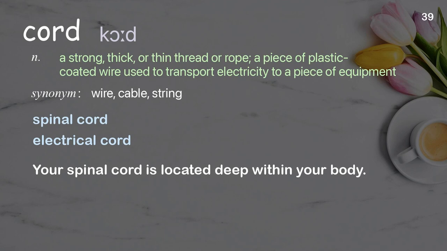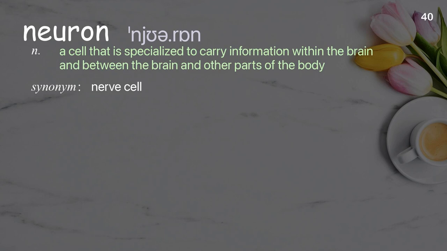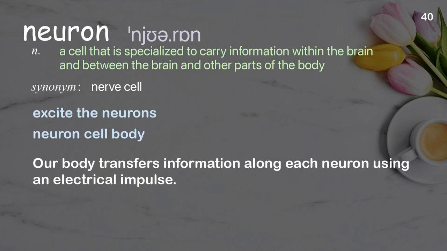Neuron. A cell that is specialized to carry information within the brain and between the brain and other parts of the body. Examples: Excite the neurons. Neuron cell body. Our body transfers information along each neuron using an electrical impulse.